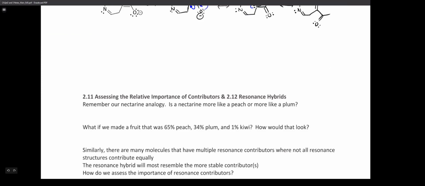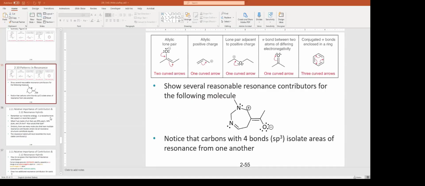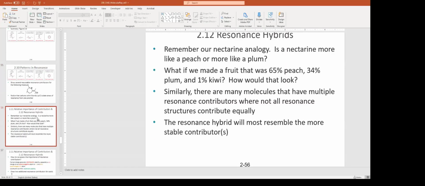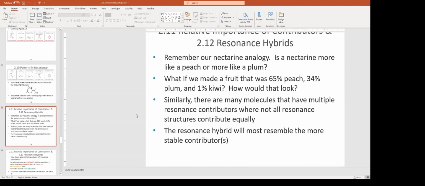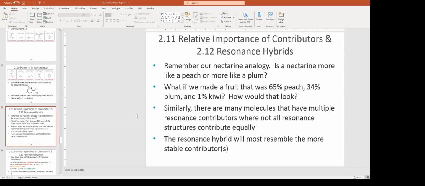Okay, I don't want that. I want PowerPoint. Okay, so there we go. The last thing I want to deal with here is comparing the resonance structures and seeing how important they are. So we already talked about nectarines as an analogy for resonance. A nectarine is not a peach, it's not a plum. What is it more? I don't know, to me a nectarine always seemed more peach, but I could be wrong. I guess you could deal with it here.